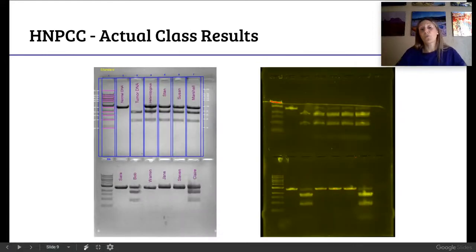Just to show you what my kids came up with, because I know sometimes we're always curious about, well, okay, so we do this in class. What does this really look like when the kids do it? These were 2 different gels that my kids did, and you can see here that we got pretty good results. So we've got our standard in this first lane, and I think there were 14 samples.